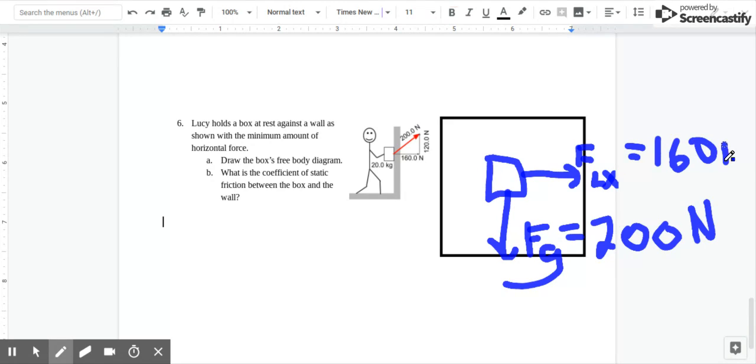And we also know this box is at rest. So we know that the next step after I draw this stuff is that we're going to balance out all the forces, because if it's at rest and staying at rest, then we want the F net to be 0.